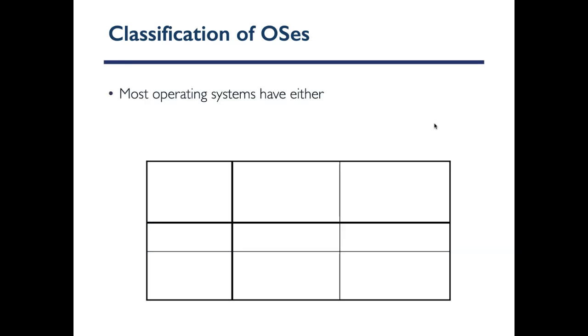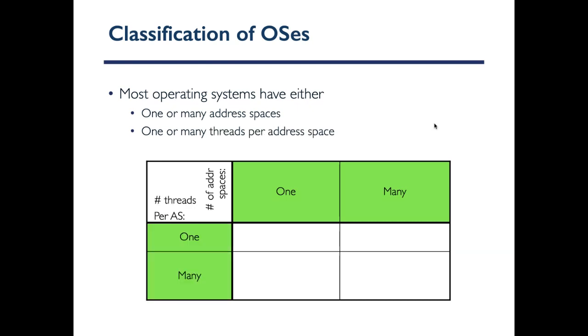So this is just a classification of OSes, like mainstream ones. You could classify them based on how many address spaces they provide, one or many, and based on the number of threads per address space, one or many. So one address space and one thread per address space: these are the early Macintosh operating systems and Microsoft DOS operating systems. They only had basically one address space and only one thread within that address space.